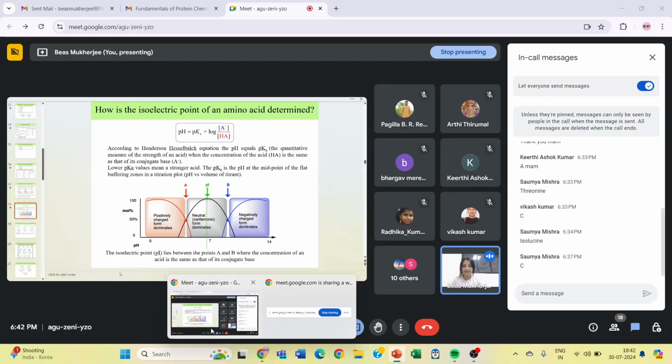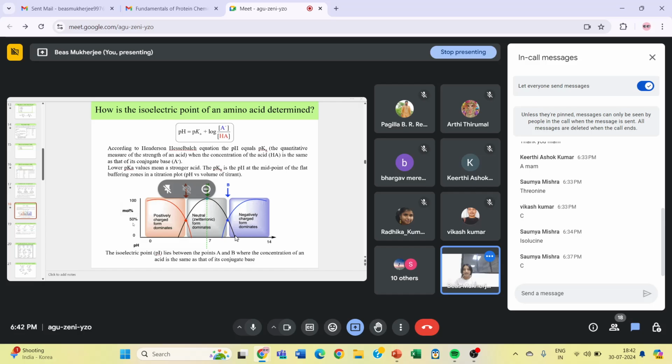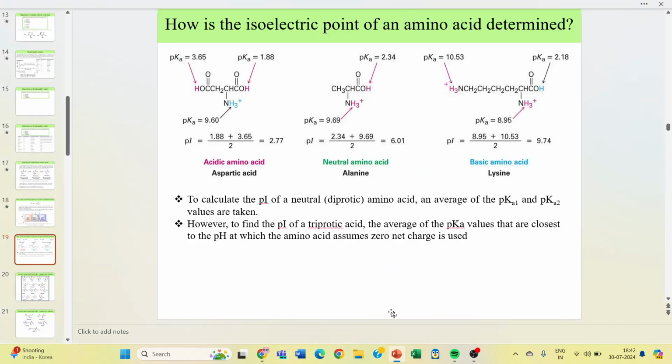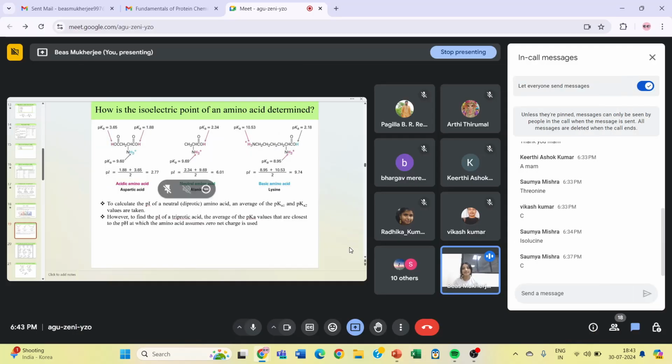So this is the 18th slide, and in the 18th slide you see that A and B are the regions where your pKa1 and pKa2 come, and this is the pI. This is how, as the pH increases, the amino acid transitions from a positively charged molecule to a neutral molecule to a negatively charged one. We will look at an example after this to understand exactly what happens. So let's see the example. Firstly, the first one is for an acidic amino acid.